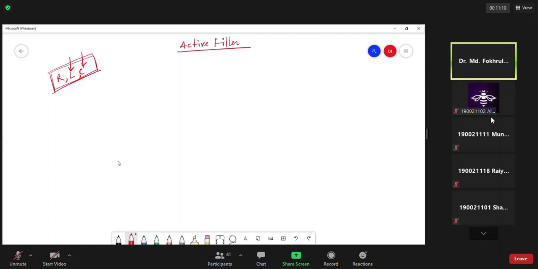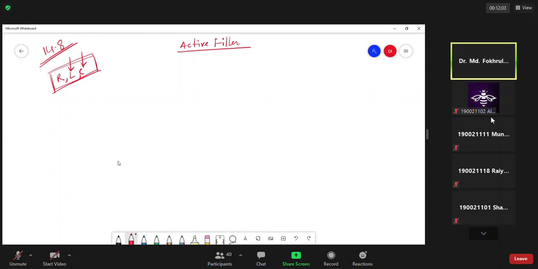So we will see the active filter. The active filter is basically almost the same as the passive filter, except for the use of the operational amplifier. Okay, so a part of this topic will be covered from the Sadiku book, chapter 14, article 14.8, which is active filter.